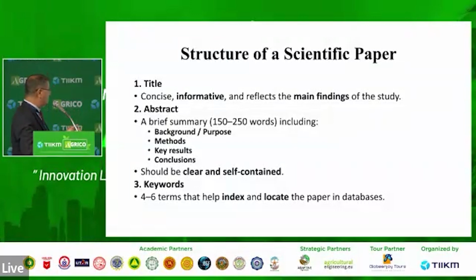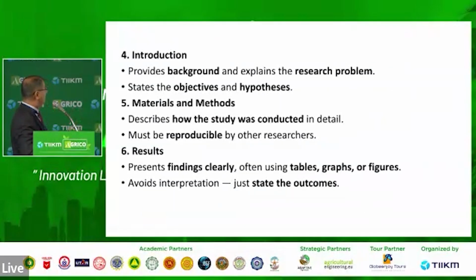And the abstract should also be clear and self-contained. Keywords, 4 to 6 terms, so that when people go to the search tools, they can find your paper in the right direction. Then the introduction should give the background of the work you have been doing, explain the research problem, state the objective and hypothesis. Then we go to the materials and methods, which describe the study. We will go to the details.